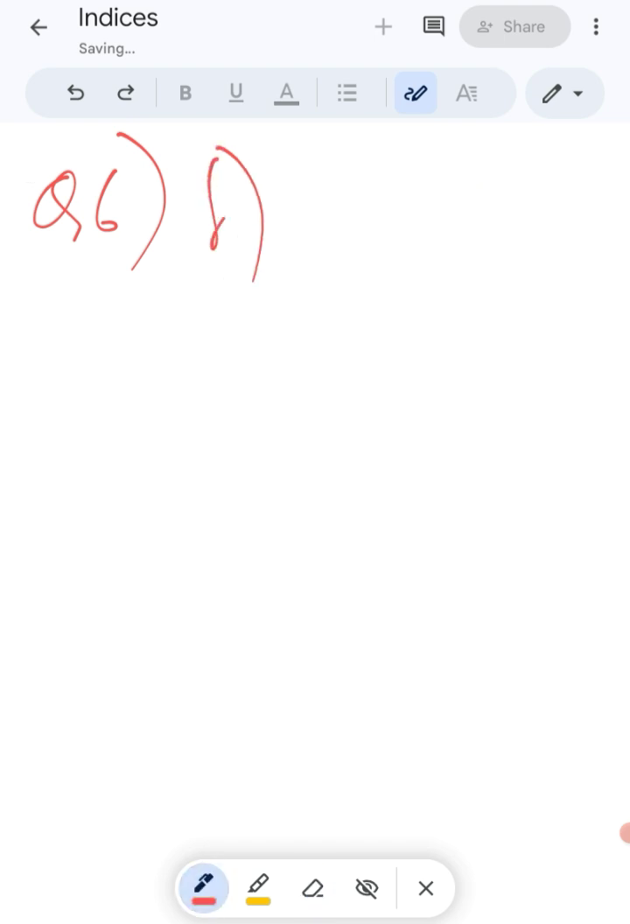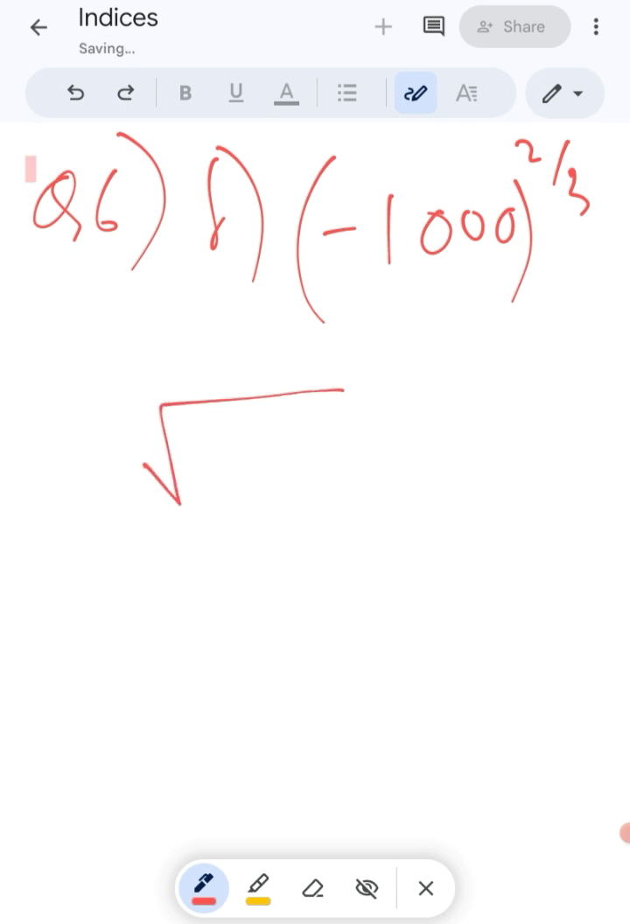Your part F says minus 1000 raised to the power 2 upon 3. Okay. Now if I'm having minus 1000 raised to the power 2 upon 3, I don't have to convert this because the power is already positive. So let's write it down. 3 outside because it's going to be your denominator, and minus 1000 inside. Other than that, put that to outside.